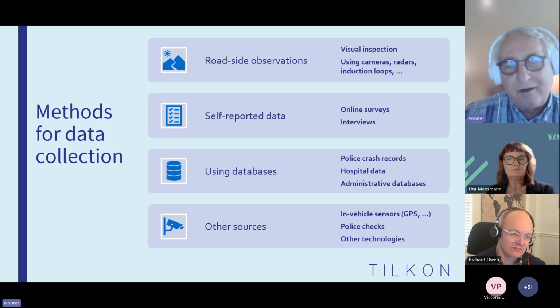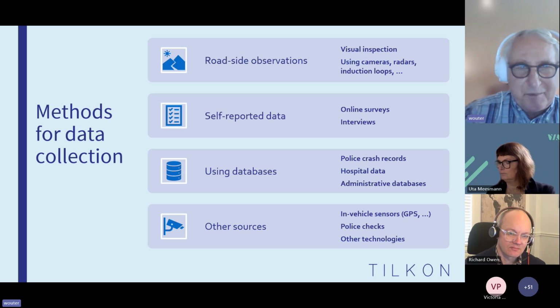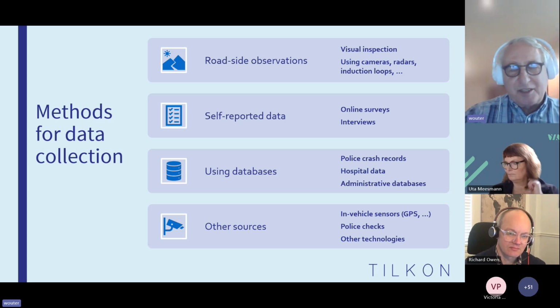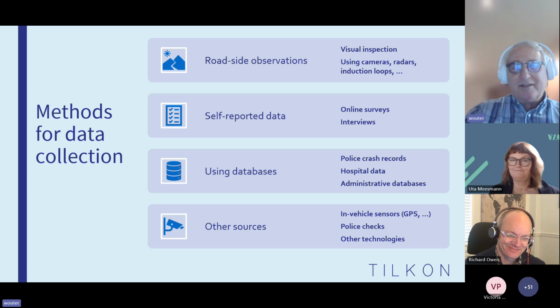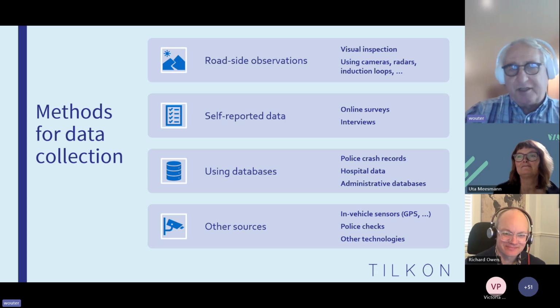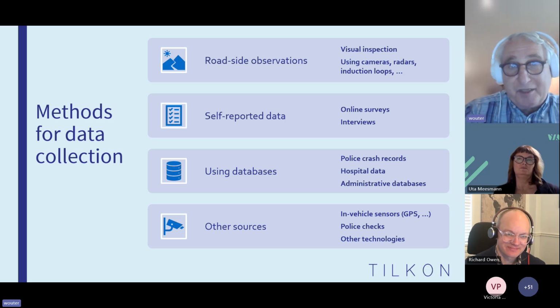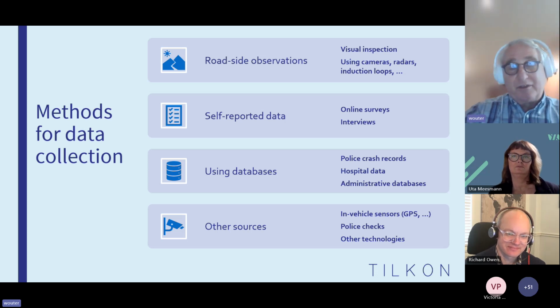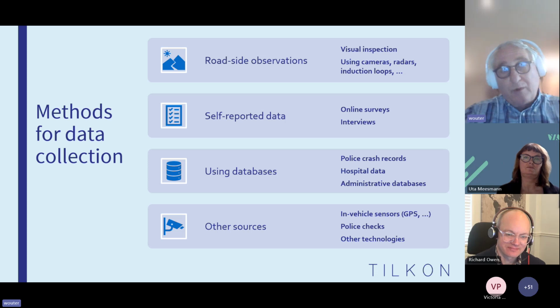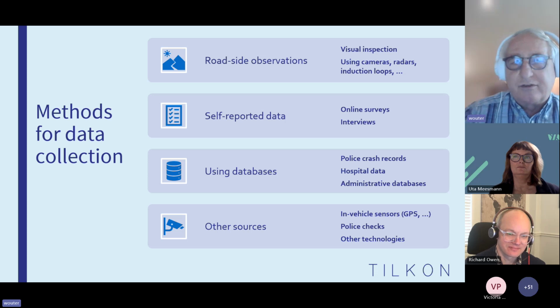A growing method is self-reported data, and one of the stars in Europe on self-reported data is one of the next speakers, so I won't develop that very much. It can be done through online surveys. There are different methods for that, but also through interviews. And in developing countries, it might be cheaper to do interviews than online surveys. We do know that despite the drawbacks, there are many advantages, and often it is sufficiently reliable if you do it in the right way.